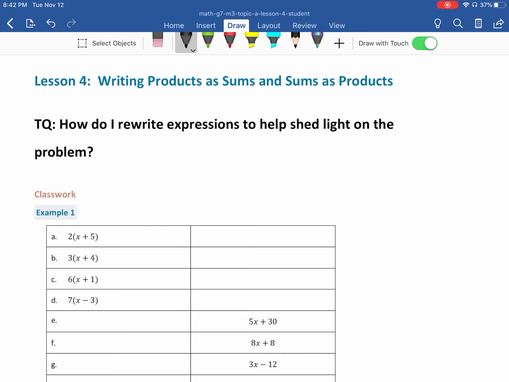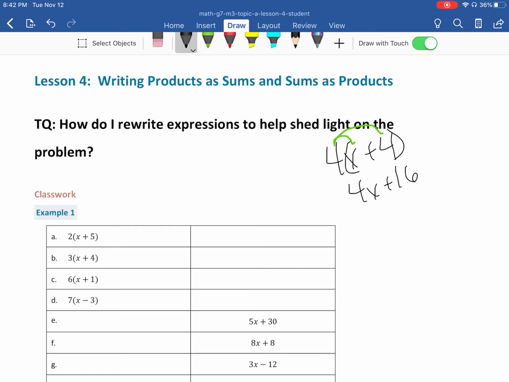First, let's say we have 4 times the quantity x plus 4. And that 4 is that first number. So I'm going to distribute, I'm going to multiply the 4 times x and the 4 times 4 to give me 4x plus 16.